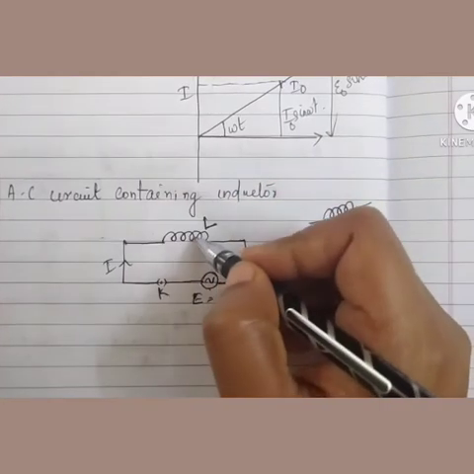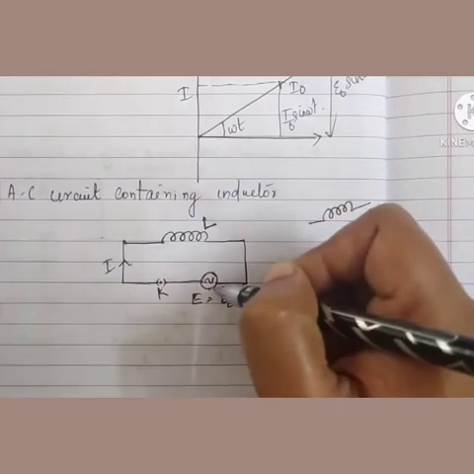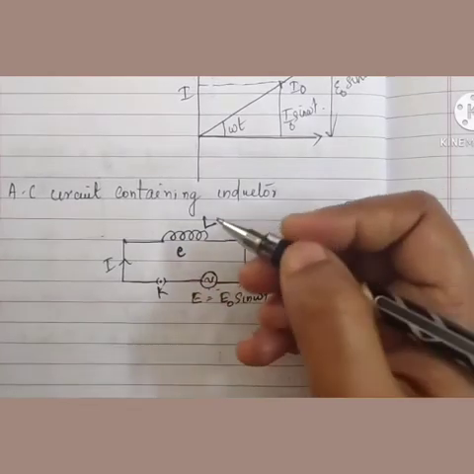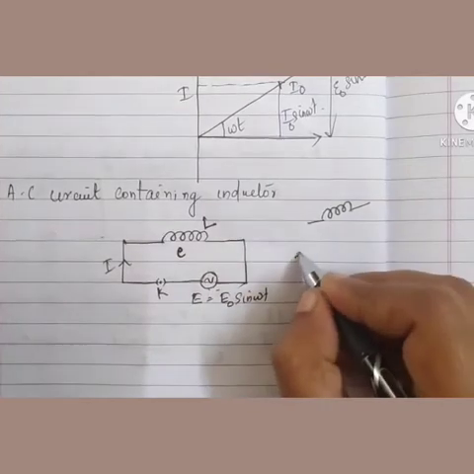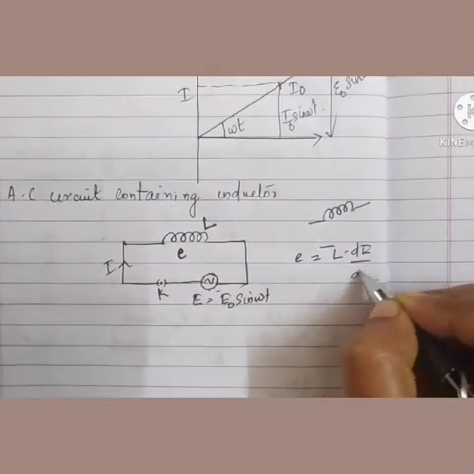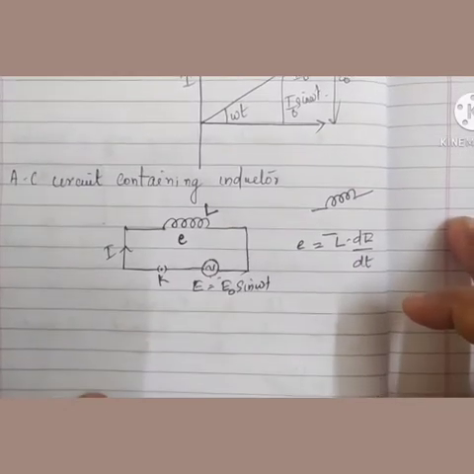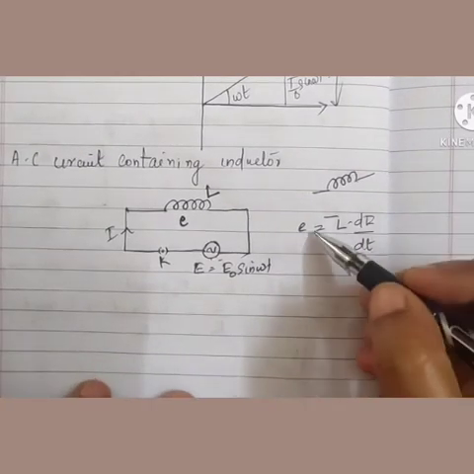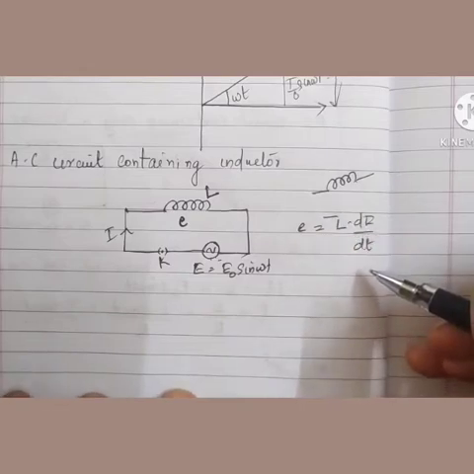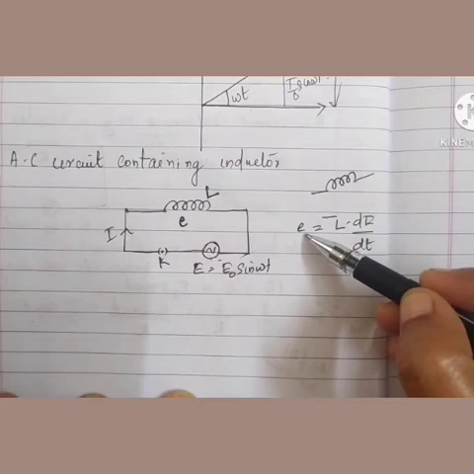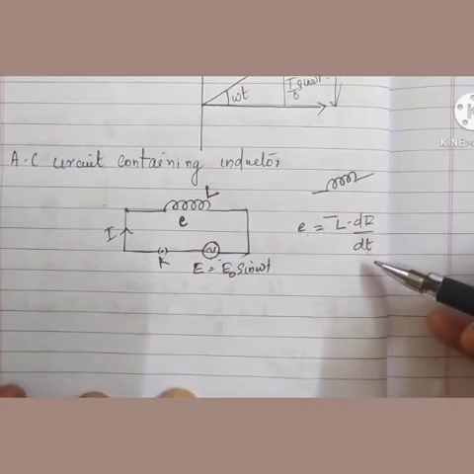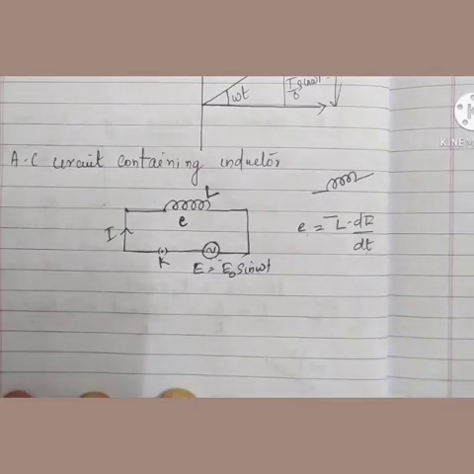Okay, so there is an induced EMF created here because of this supply. That is e, let it be small e, and small e is equal to minus L into di by dt. In the expression for self-induction, induced EMF is given as minus L into di by dt, where e is the induced EMF and di by dt is the rate of change of current.